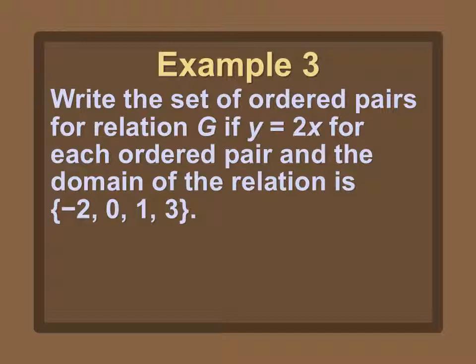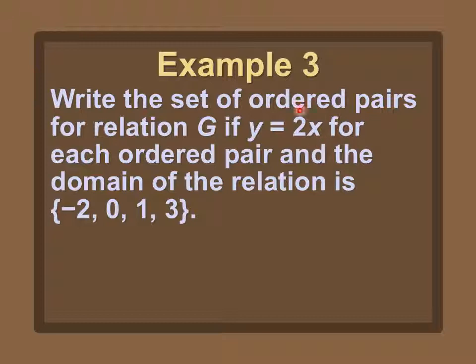They give us the domain, so they say that there's a negative 2 for an x, a 0 for an x, a 1 for an x, and a 3 for an x, but they didn't tell us, well, what's the y that goes with the negative 2? What's the y that goes with 0? What's the y that goes with 1? What's the y that goes with 3? They didn't tell us that. All they did was give us this equation that says your y's are equal to 2 times x.